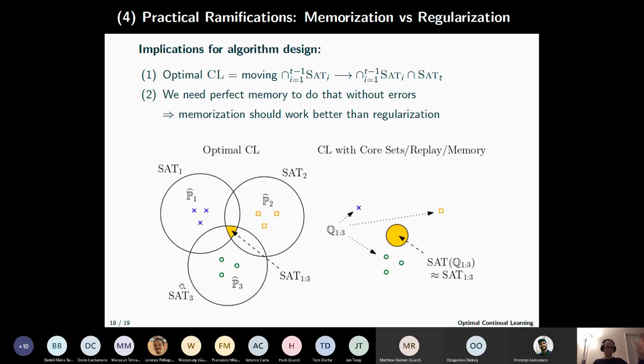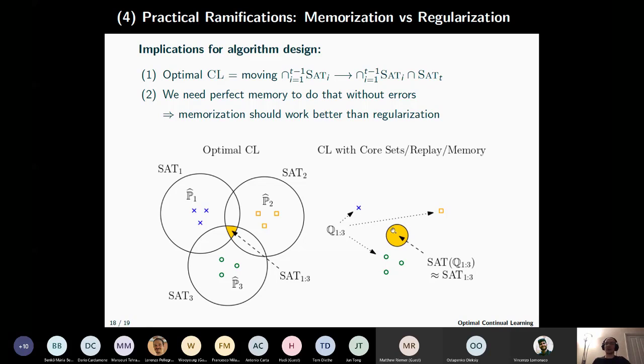And this is why I also produced this picture here, which should give you the intuition that it's easier to find a single satisfiability set. That's what we're doing on the right. We're finding a single satisfiability set, which was constructed from a pseudo task. And that pseudo task is the third task plus something that we remembered about the first and the second task.